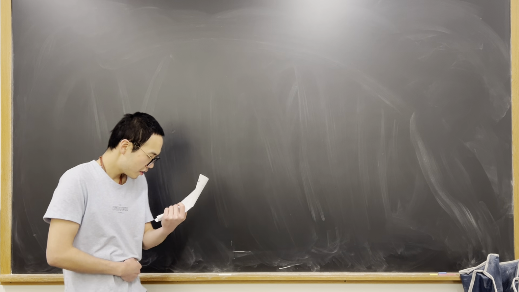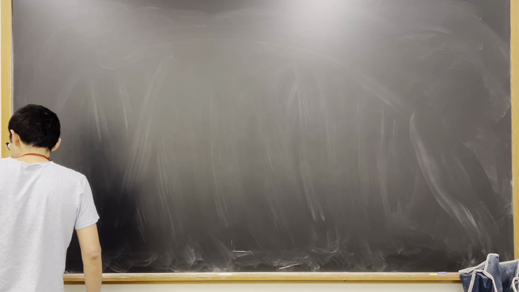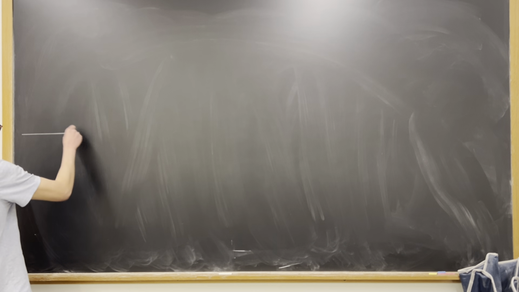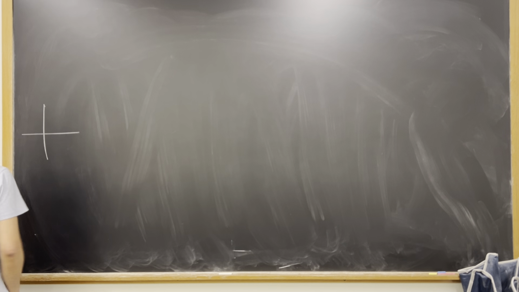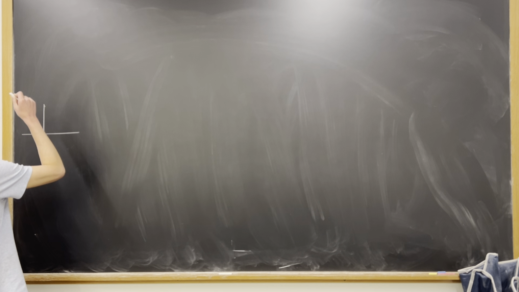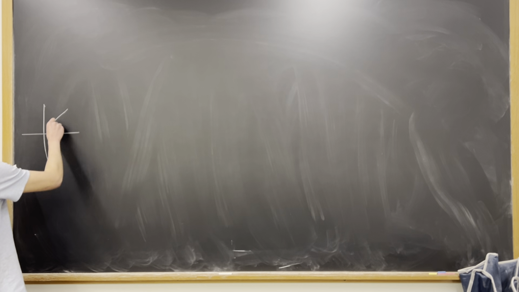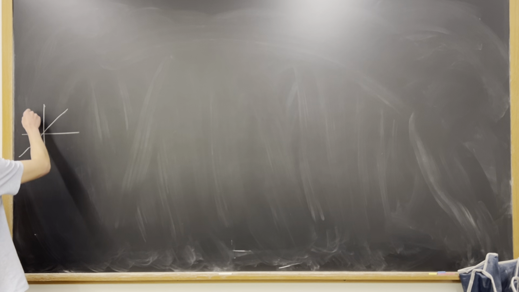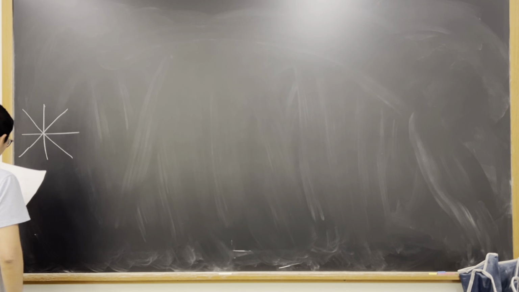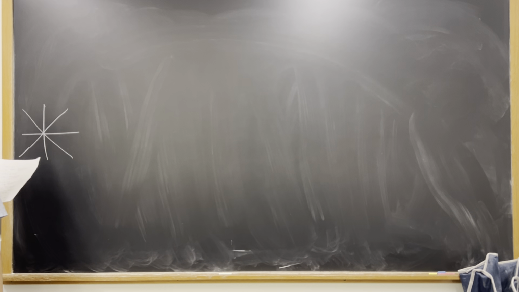I think originally I split the region into 8 parts. I think this is the line y equal to x, and then this is the line y equal to negative x. And I think I named each region 1 through 8.